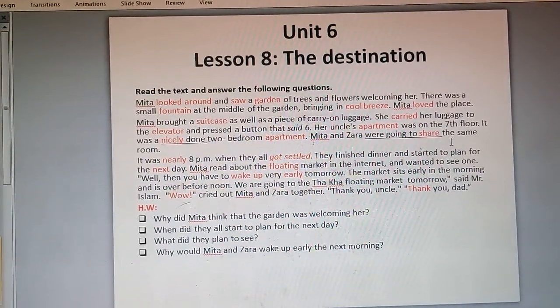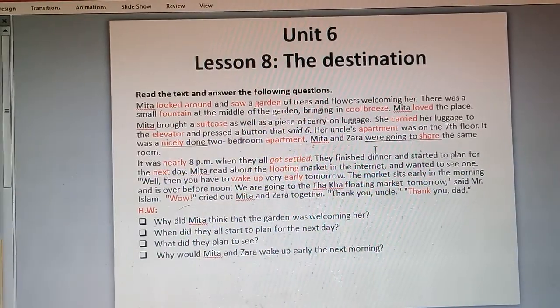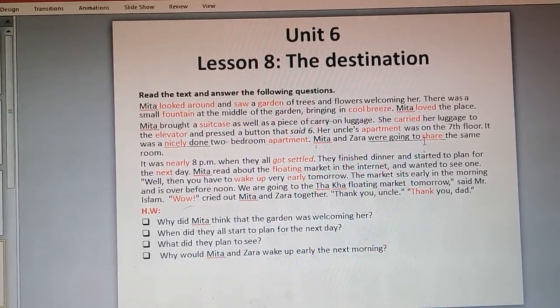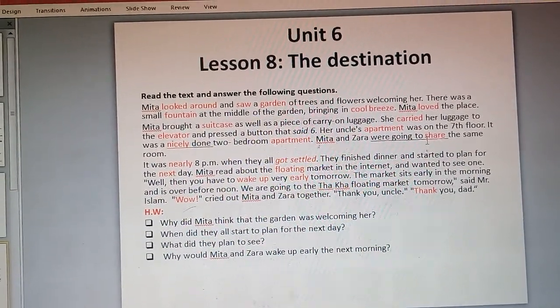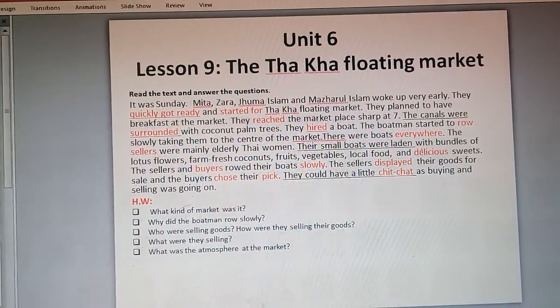Mita and Zara were going to share. Were going to share. I told also earlier when there is the going to, you have to use the present form of the verb. So that's the grammatical analysis here. Now let's go for the next lesson. It is unit 6, lesson 9.